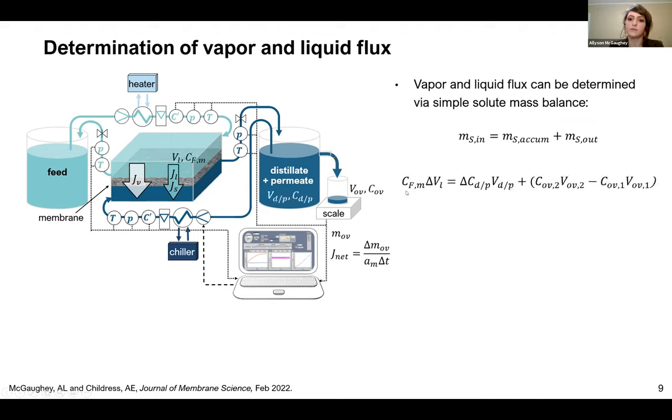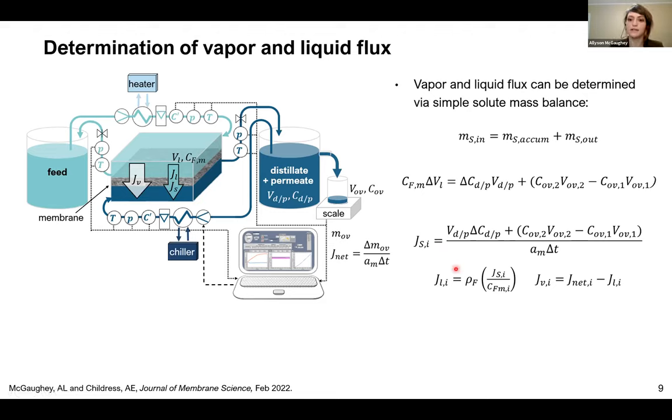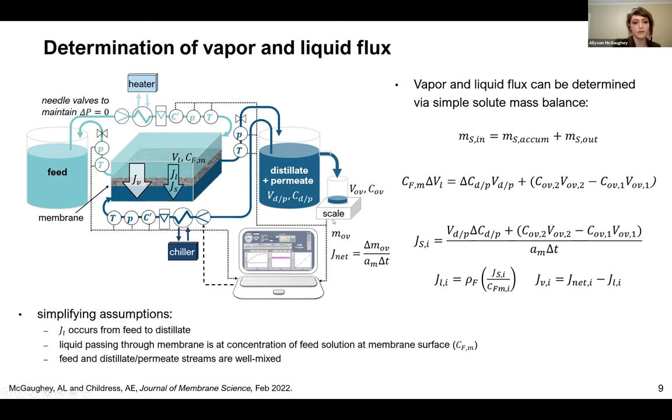If we equate these mass terms to concentration by volume, we obtain this, and we can determine solute flux simply as shown here. Liquid flux finally is obtained just by using the known density and the known concentration of the feed solution. And then vapor flux is very simply obtained by subtracting liquid flux from net flux, with everything being in units of mass per membrane area per time. So we make a few simplifying assumptions here. We assume that liquid flux occurs from the feed to the distillate side. We assume that the liquid wetting the membrane is at a solute concentration equal to the feed solution at the membrane surface where wetting occurs. And we assume that both streams are well mixed.